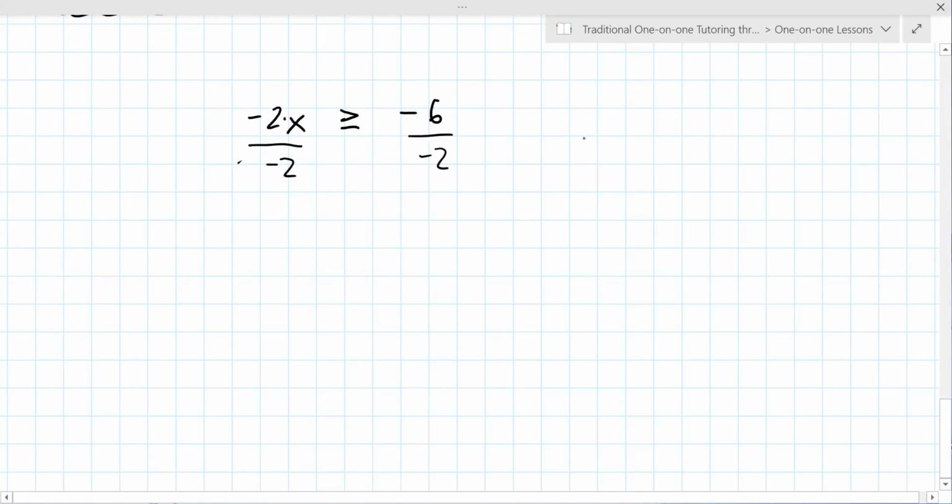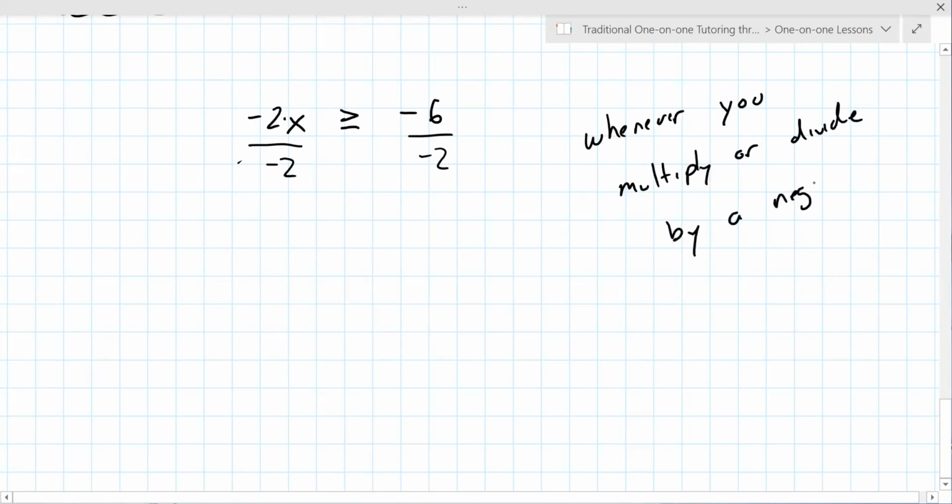Now you should have seen this in class. Whenever you multiply or divide by a negative, what do you do to this right here? You flip the inequality. Flip it. So this becomes less than or equal to, because you're dividing by a negative.